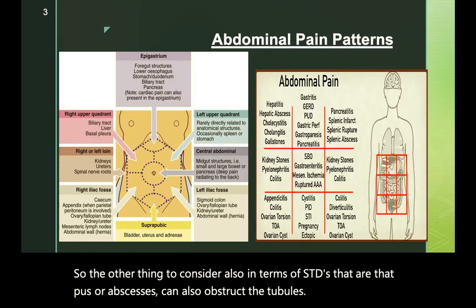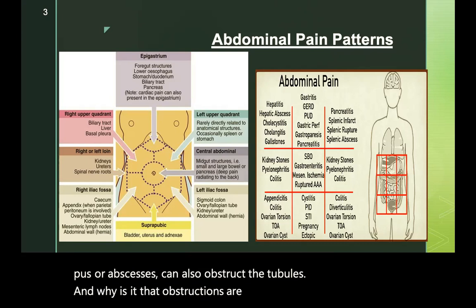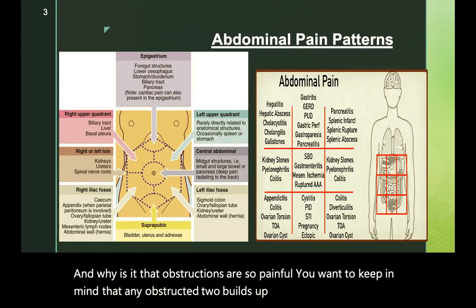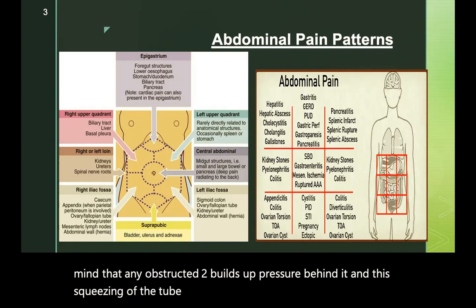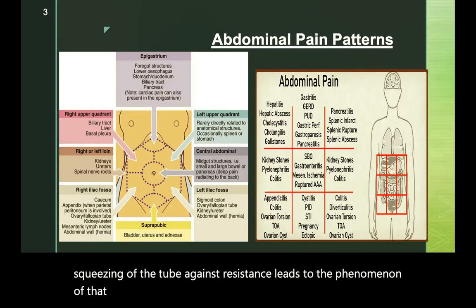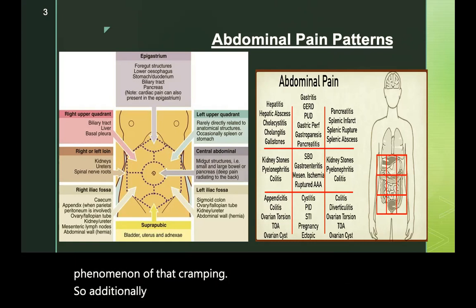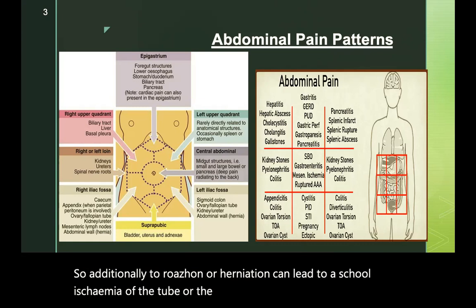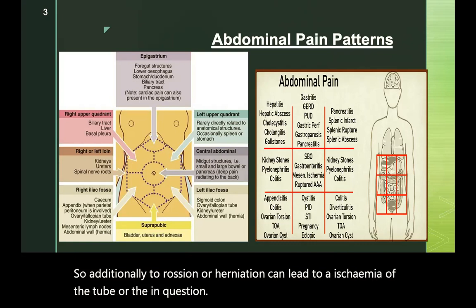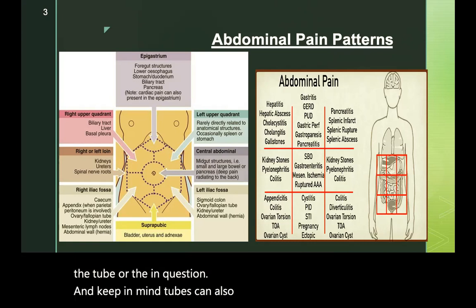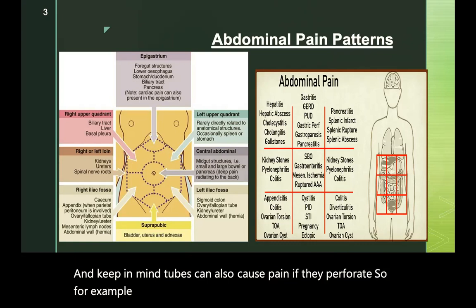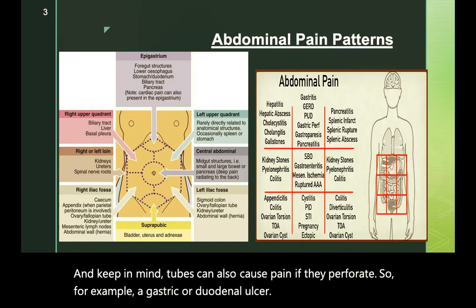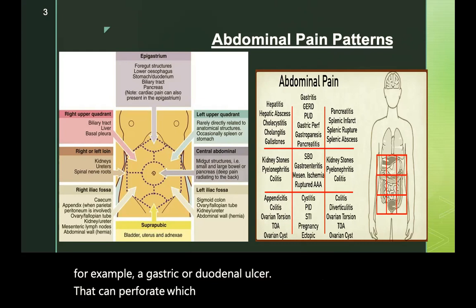And why is it that obstructions are so painful? You want to keep in mind that any obstructed tube builds up pressure behind it, and this squeezing of the tube against resistance leads to the phenomenon of cramping. Additionally, torsion or herniation can lead to ischemia of the tube in question. And keep in mind, tubes can also cause pain if they perforate. For example, a gastric or duodenal ulcer can perforate, which can happen very commonly in ischemic bowel or diverticulum.